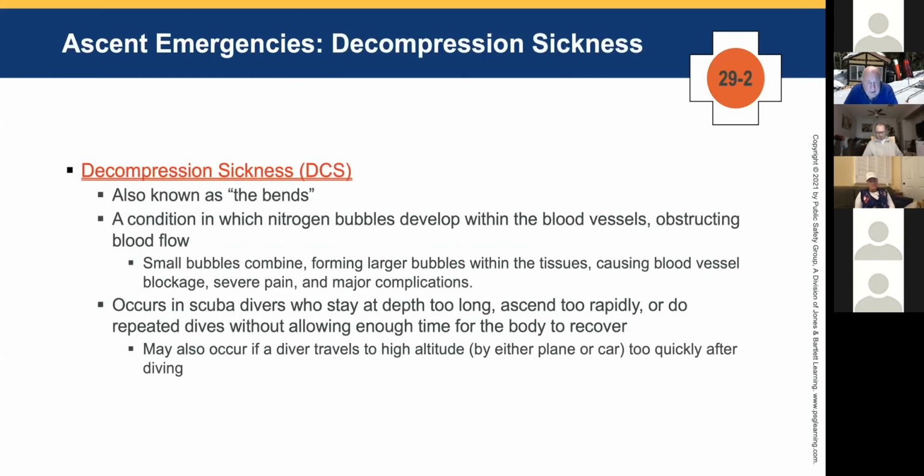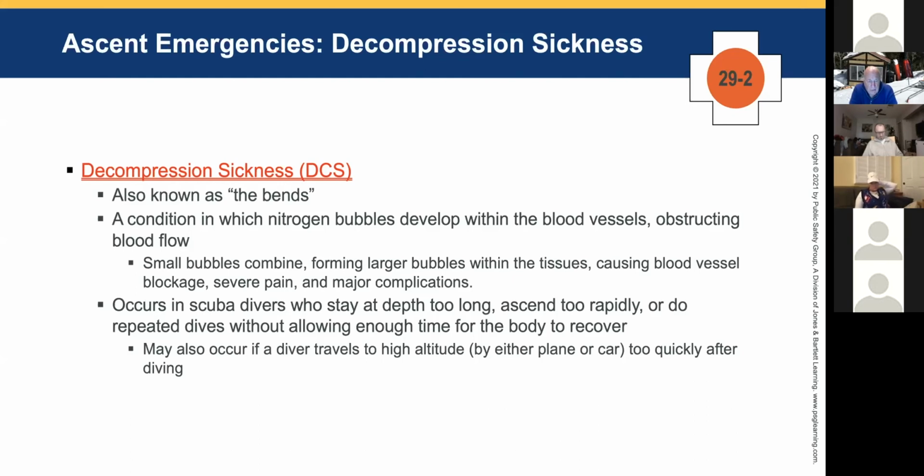Decompression sickness. If you're down really deep and you're down for a period of time, what you're getting into your mask is not pure oxygen. You're getting compressed air. The air is about, I think, 78% nitrogen. Nitrogen bubbles will develop in the blood vessels if you come up too rapidly because the nitrogen is dissolved in your blood. So you've got to come up very slowly.